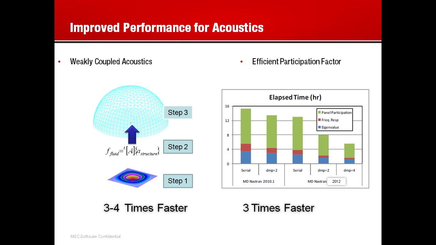The participation factor is an extremely parallelizable event. So basically, we continued to make performance progress on the eigenvalue extraction portion. We continued to make progress in the frequency response portion, but we also made substantial progress in the panel participation. So altogether, it's not just attacking one part of the problem, but all parts of the problem to get improved performance.